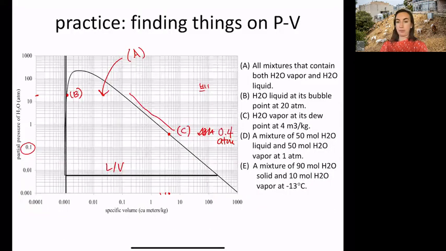Okay, so we've done parts A, B, and C, and now we need parts D and E. So we want a mixture of 50 moles H2O liquid and 50 moles vapor at 1 atmosphere. So we know that any mixture of liquid and vapor at 1 atmosphere is going to be somewhere on this line. So this is our liquid vapor mixture at 1 atmosphere.